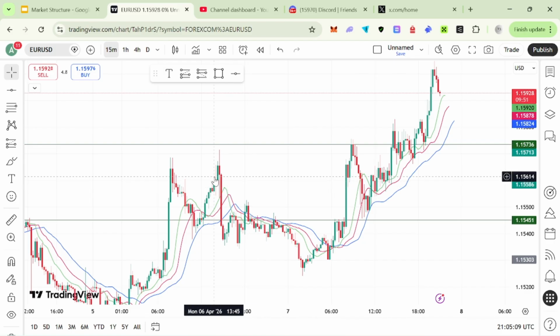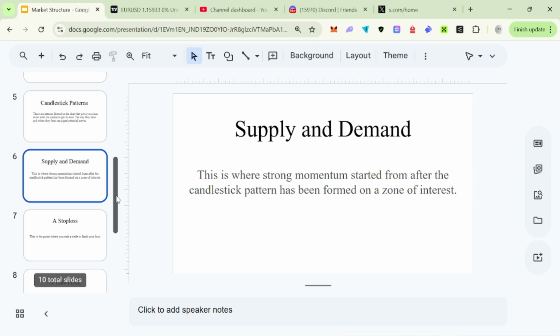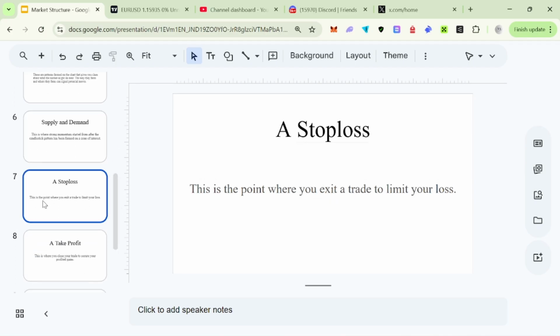Now, once you enter a trade, there have to be targets, whether the trade goes in profit or goes against you and ends in a loss. And this is where stop loss and take profit come in. Now, what is a stop loss? This is simply the point where you exit a trade to limit your loss. That's simply what a stop loss is.